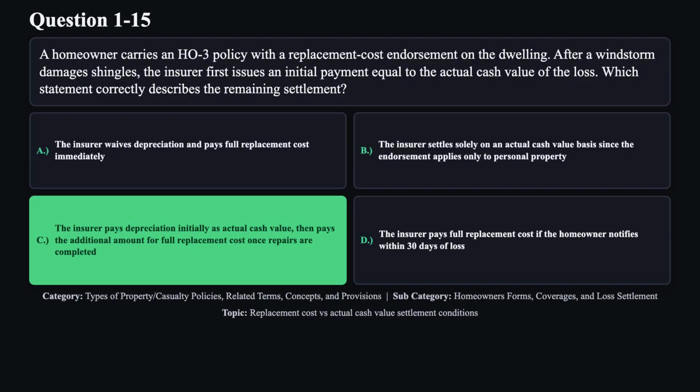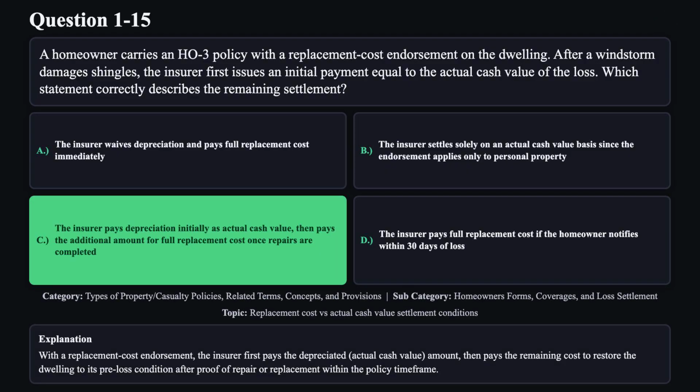The correct answer is C. With a replacement cost endorsement, the insurer first pays the depreciated, actual cash value amount, then pays the remaining cost to restore the dwelling to its pre-loss condition after proof of repair or replacement within the policy timeframe.